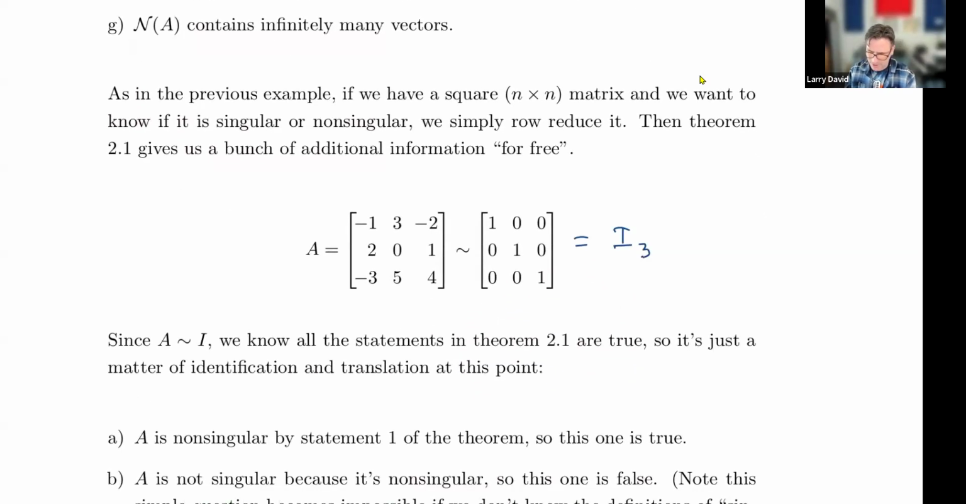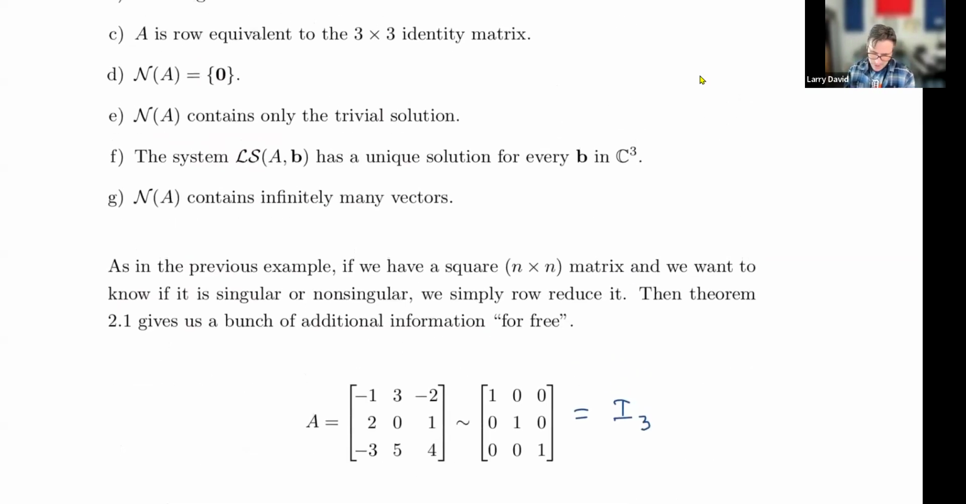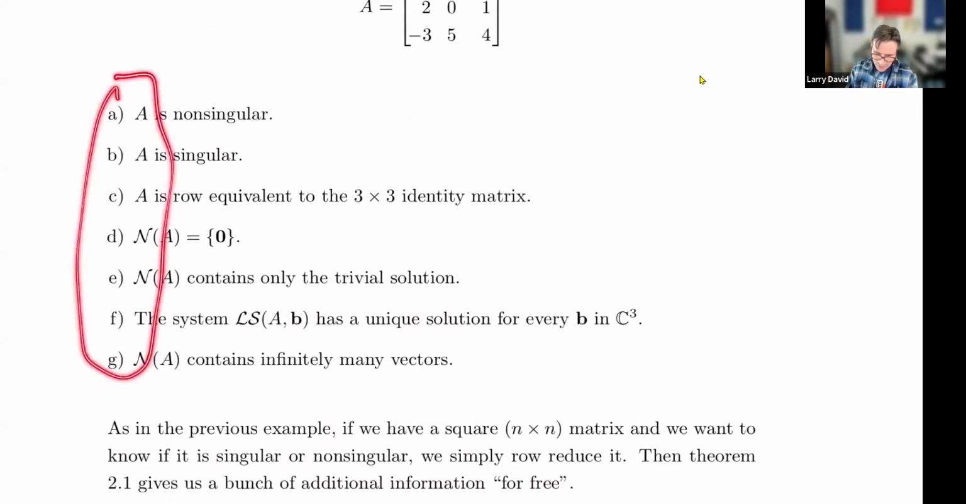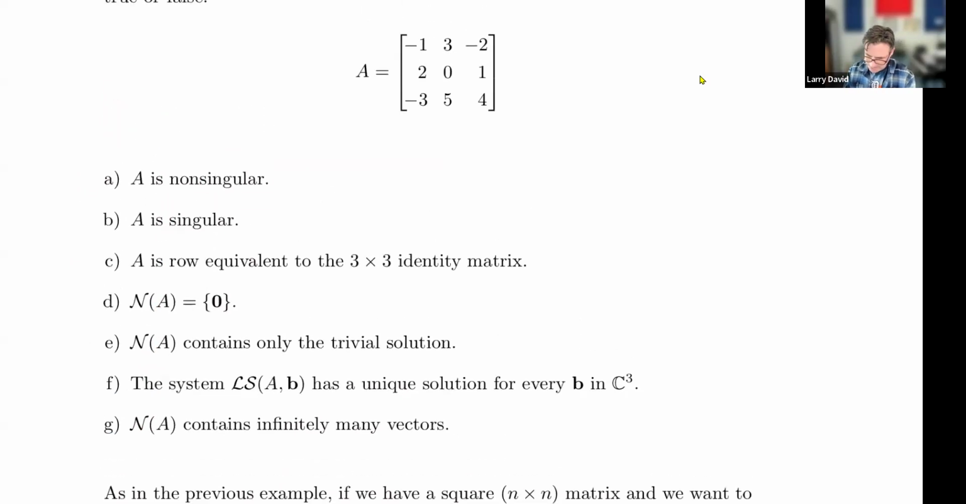So every statement in theorem 2.1 is true. Let's see how many of these we can answer using theorem 2.1. And so we don't have to keep switching back and forth between pages, it might be useful just to summarize it here.